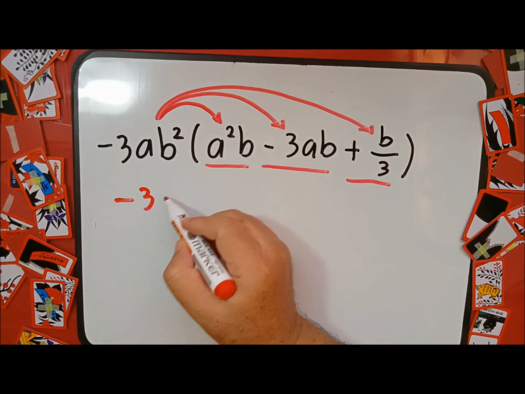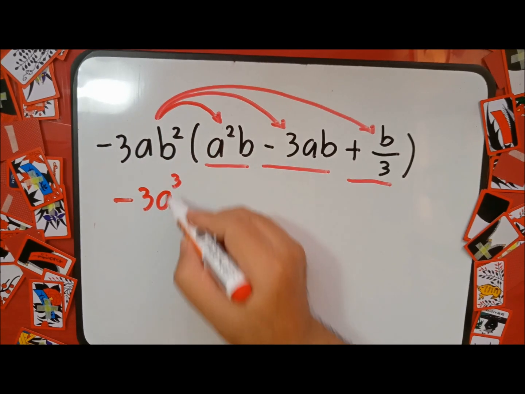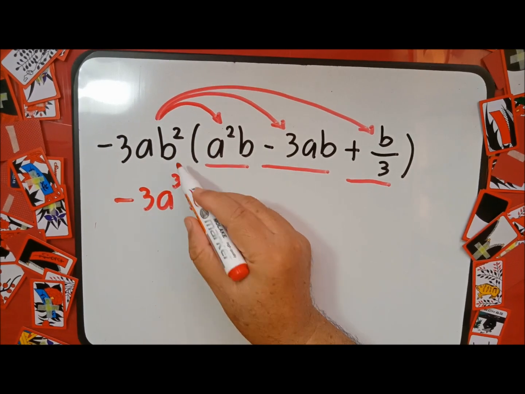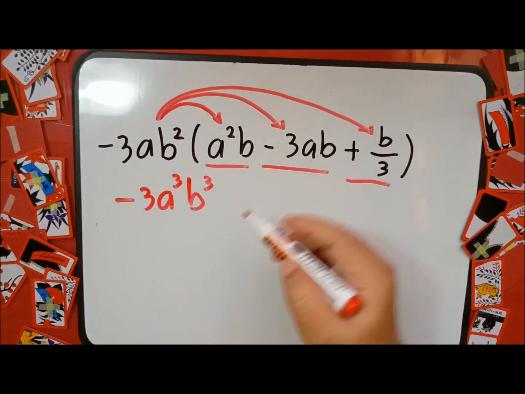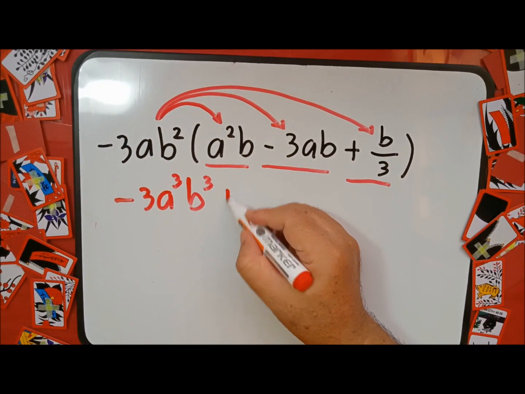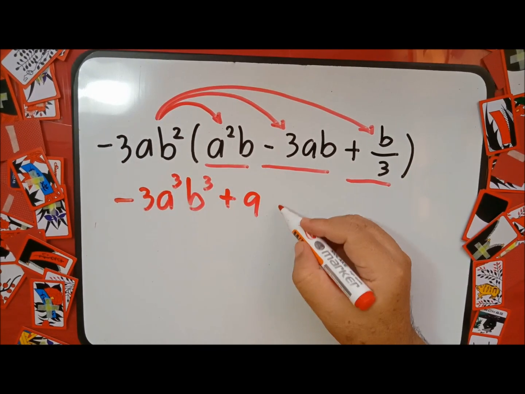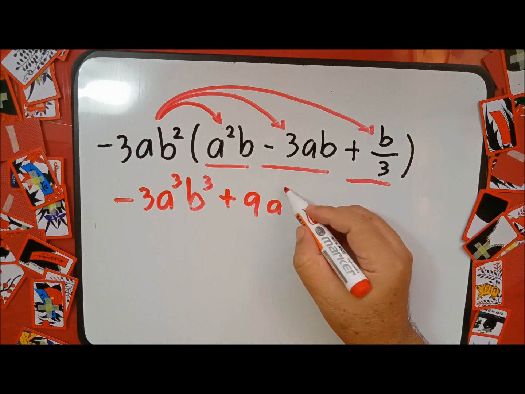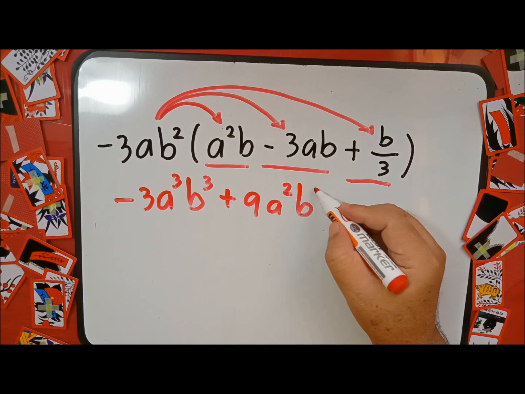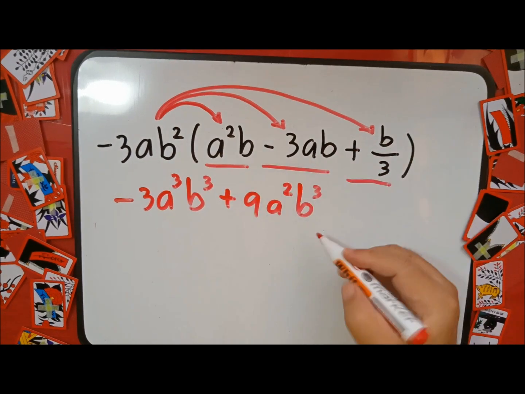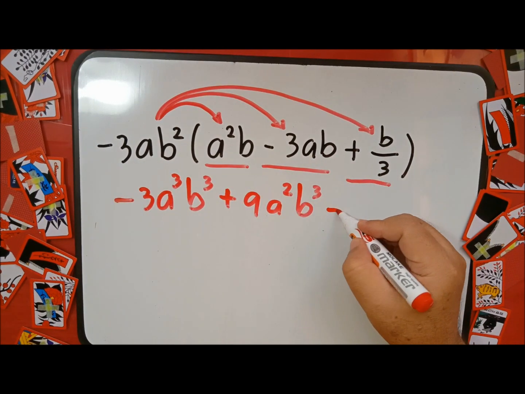Now, negative 3 times 1, negative 3. Copy the a. 1 plus 2 is 3. Copy the b. 2 plus 1 is 3. Now, multiply to the second term. Negative times negative will become positive. 3 times 3 is 9. Copy the base. Then 1 plus 1 is 2. Copy the base. 2 plus 1 is 3. Then, negative times positive, negative.